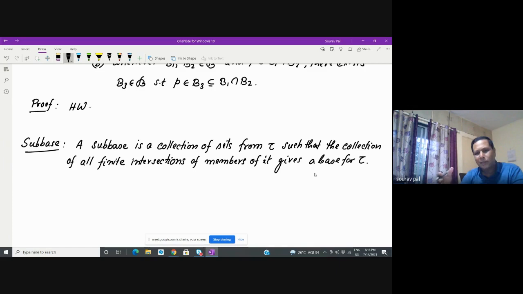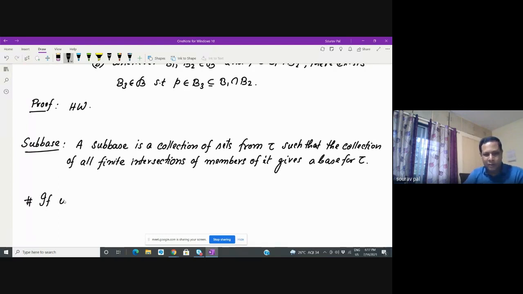Similarly, what is a subbase? A subbase is, once again, a collection from the topology. It's a collection of open sets. What kind of collection? If you take all possible finite intersections of the members of that collection, they will give you a base. So, if you know the base, you know the topology. And if you know the subbase, then also you know the topology, because if you know the subbase, you know the base, and once you know the base, you know how to generate the topology by taking all possible unions. Okay. So it's just a remark.